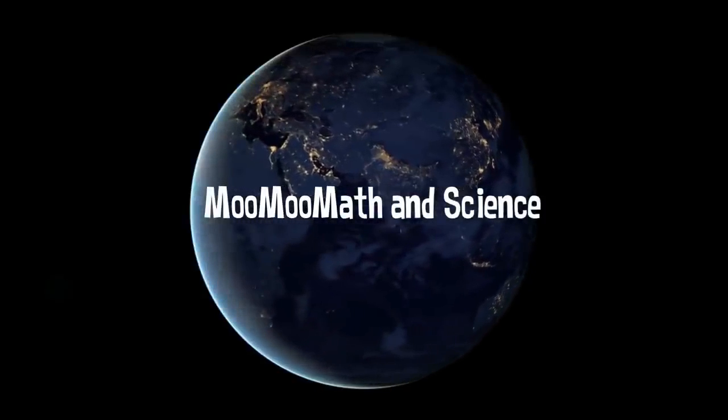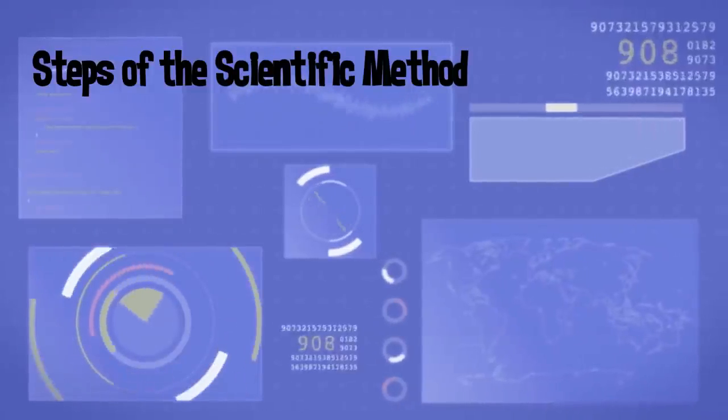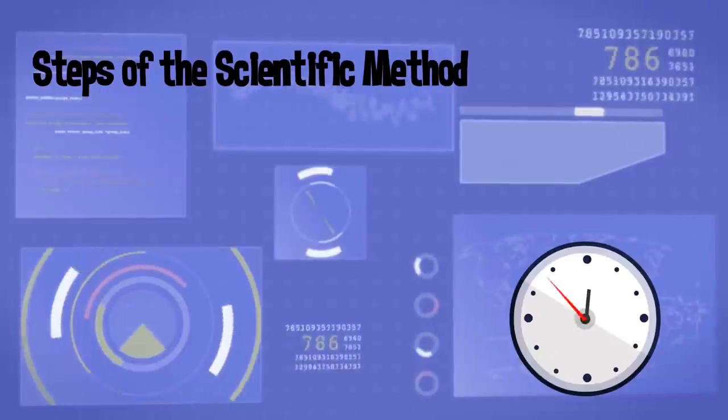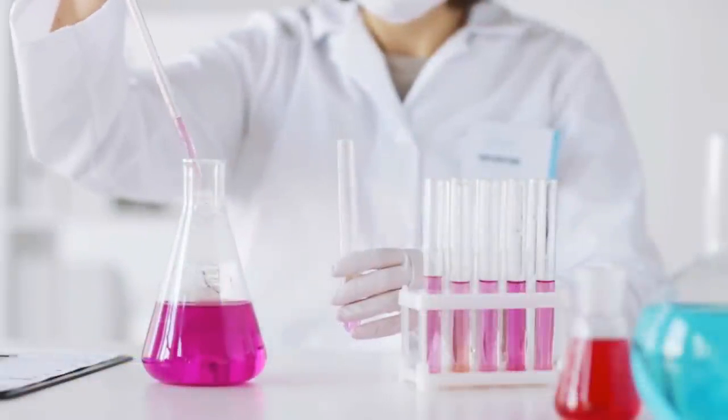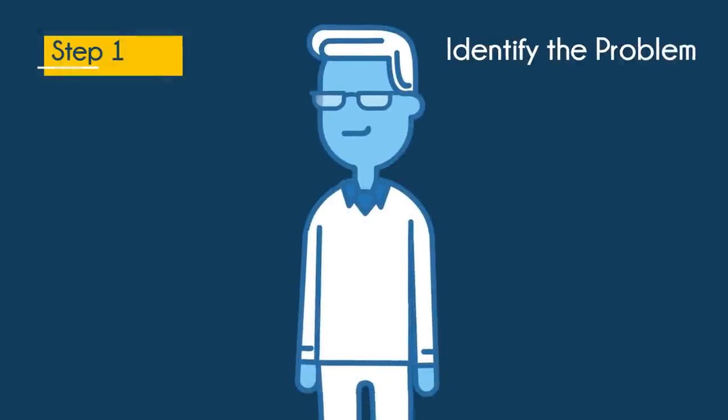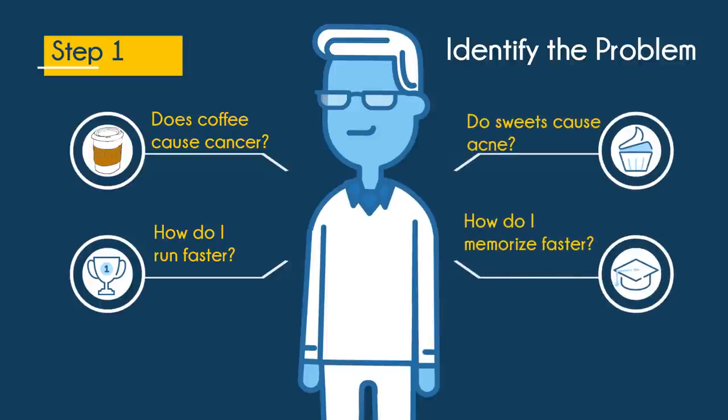In this video, I'd like to go through the steps of the scientific method in 3 minutes or less. The scientific method is a systematic way to find answers to questions or problems. Step 1. Identify the problem. What would you like to know? Problems are written in the form of a question.